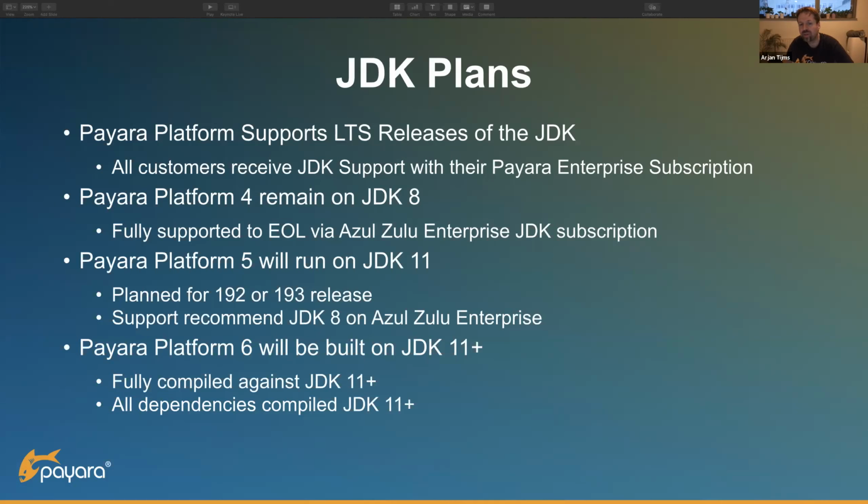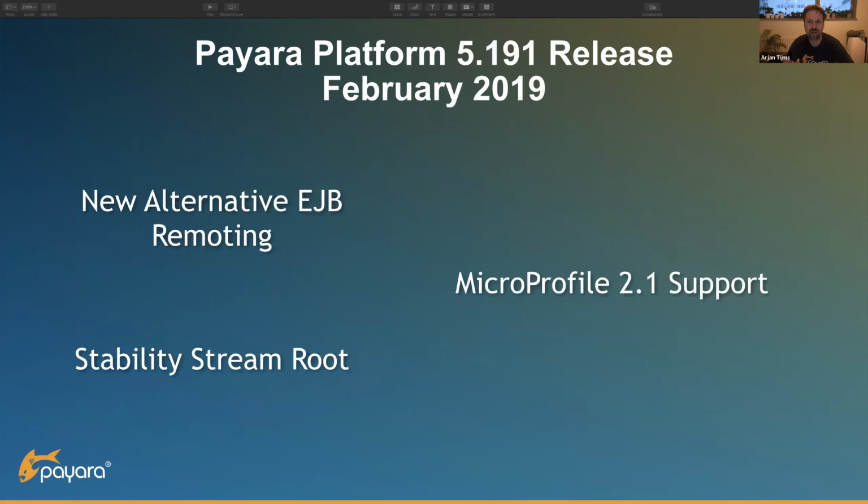And as Steve mentioned already, the Payara Platform 6 will be completely built on JDK 11. That means it's not just that the server runs on it, it can be compiled with it. And all the dependencies will be compiled with JDK 11 as well, meaning that those which aren't readily available in the JDK 11 format will be compiled by Payara. So that's still a lot of work ahead for us.